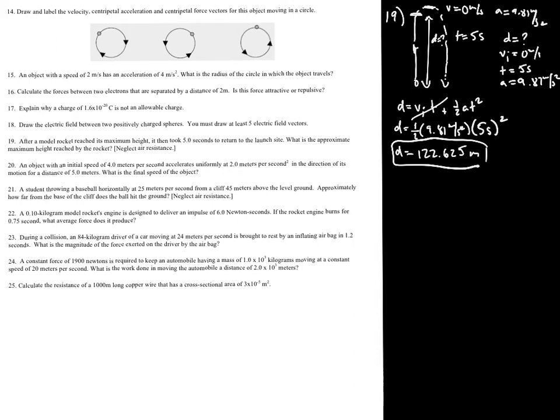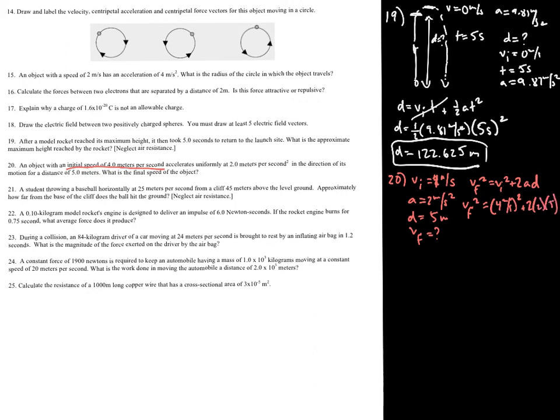Number 20. An object with an initial speed of 4 meters per second, so v_i equals 4 meters per second, accelerates uniformly at 2 meters per second squared in the direction of its motion for a distance of 5 meters. What is the final speed of the object? So we're going to use this equation. Okay, we're looking for v_f: 4 meters per second squared, plus 2 times 2 times 5. v_f will then equal 6 meters per second. That's our final answer.